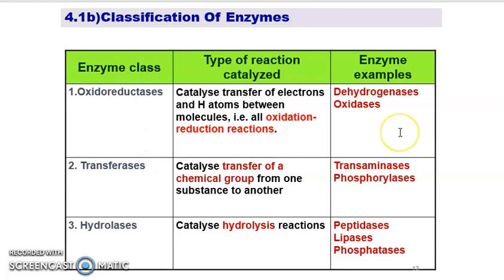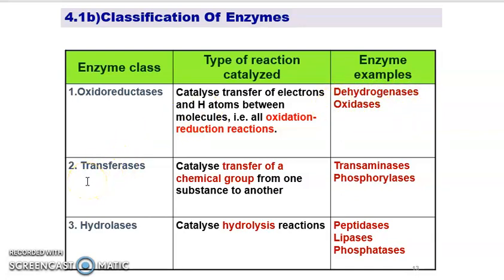Okay, and then now we look at the enzyme classification. There ada 6 classes tadi. So the first one we call as oxidoreductase. Okay, so type of reaction catalyzed, it will catalyze transfer of electron and hydrogen atom between molecule. Okay, for the example, all oxidation, reduction reaction. Maksudnya enzyme yang terlibat dalam proses oxidation and also reduction reaction. Okay, so the enzyme class tu kita panggil sebagai oxidoreductase. So what is the example of the enzyme? The example of enzyme are dehydrogenase and also oxidase.